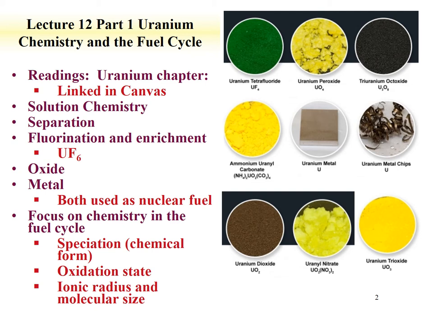The final part of part one of lecture 12 is going to be on the fluorination and enrichment of uranium. Again, this is deeply hooked with the fuel cycle. When we say enrichment, we mean isotopic enrichment. Natural uranium has 0.7% uranium-235. Nuclear fuel has about 3.5% uranium-235.